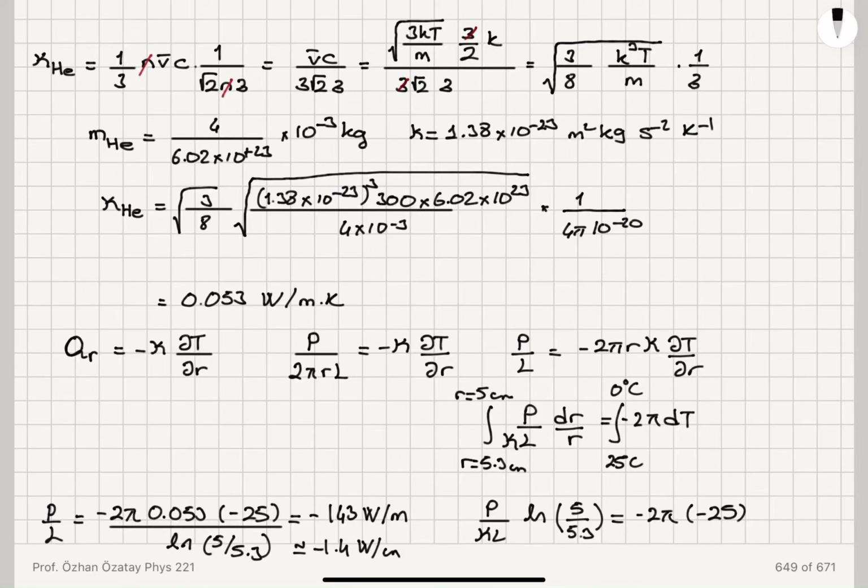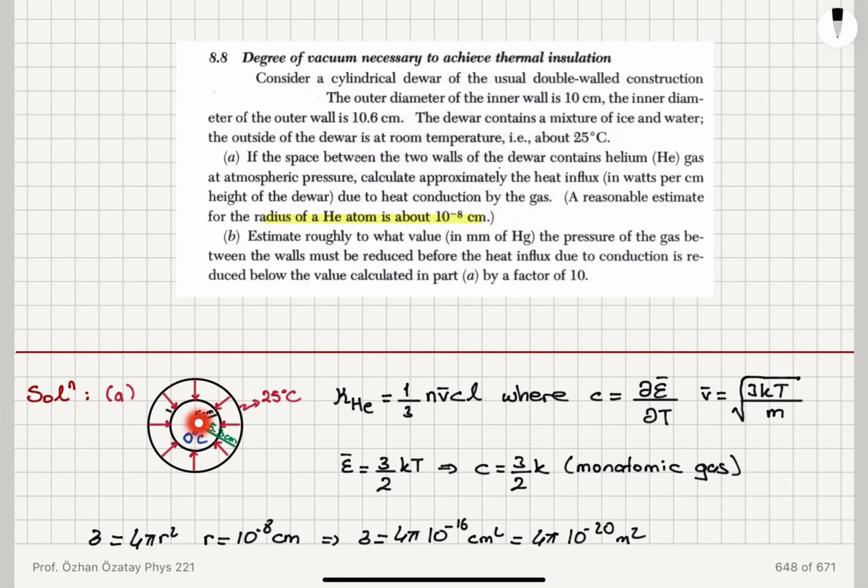So if we calculate this, we find minus 143 watts per meter or minus 1.4 watts per centimeter. Why minus? Because it's in the minus R hat direction. The heat is flowing inward. Okay, let's move on to part B.